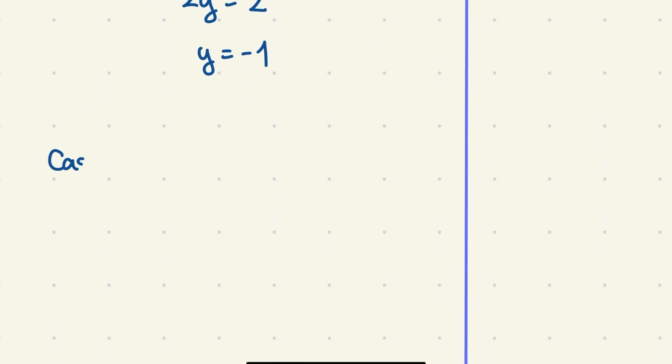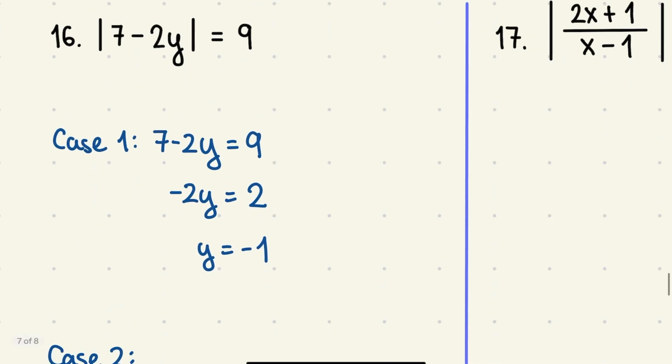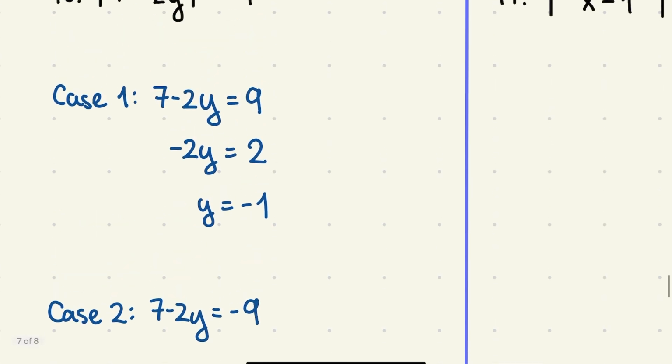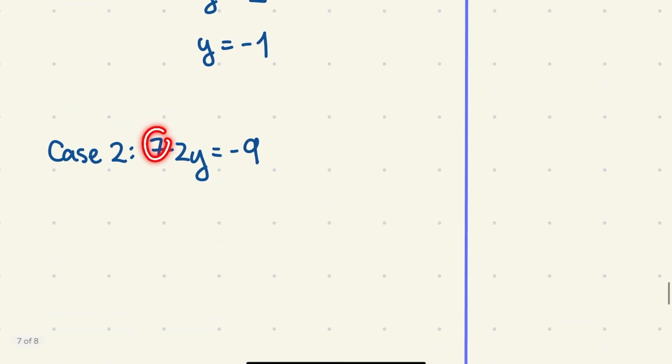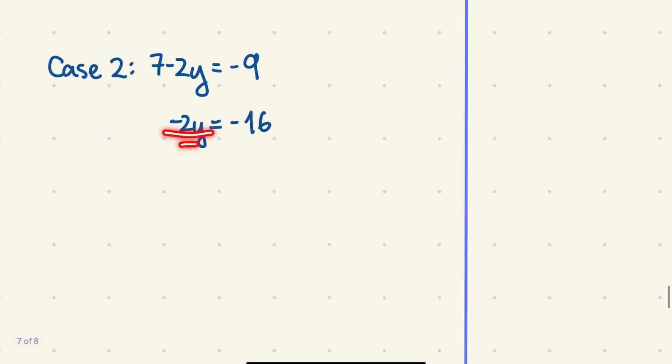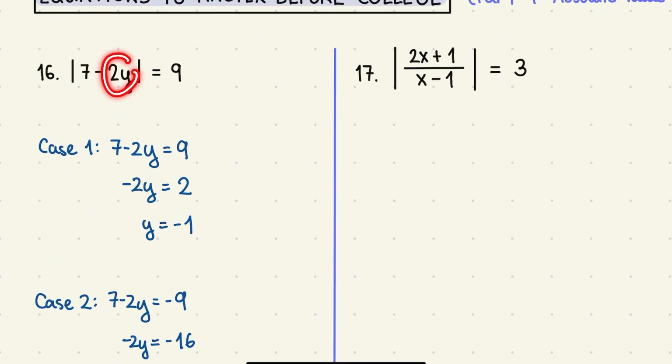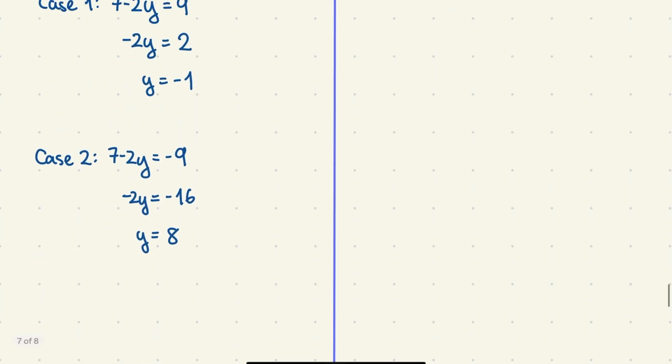And then case 2. Let's have here 7 minus 2y equal to -9, right? So in this case, we do the same thing. We move this to the other side, so we'll have -2y equal to -9 minus 7, that is -16. Then afterwards, we divide by -2 both sides, and that will give us y equal to 8. Again, you can easily check: 2 times 8 is 16, so 7 minus 16 is -9, which equals 9 when you take the absolute value. That means that the answer for this one is either y equal to -1 or y equal to 8.